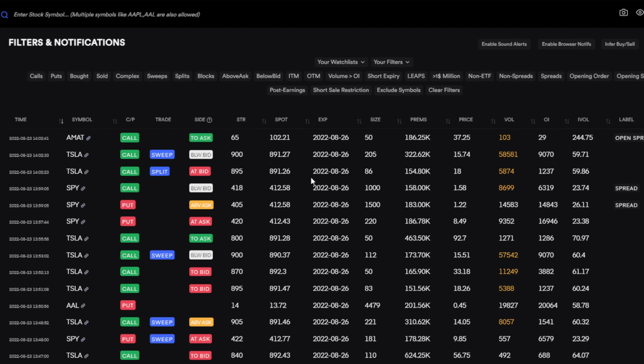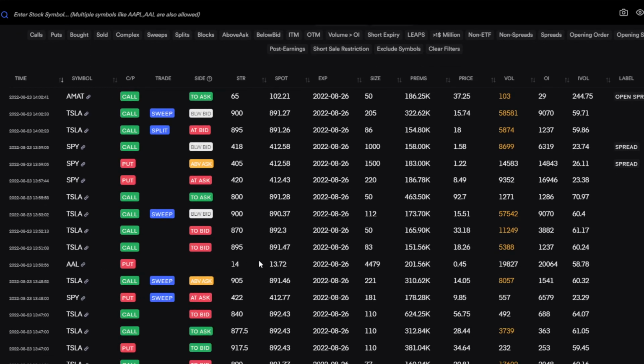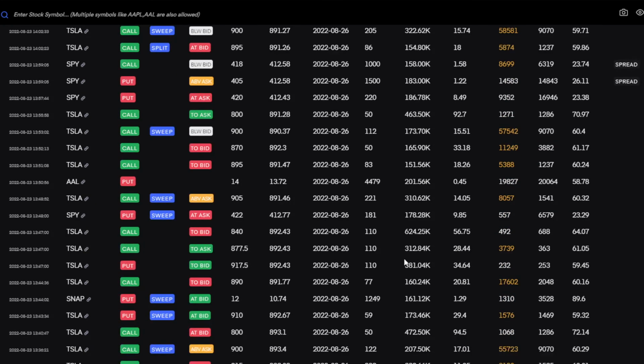$186 worth of premium. More $900 calls coming in, $300 worth of premium here. This is a sweep below the bid. However, 900 strike price. We do have SPY calls rolling in here at 418, $150,000 worth of premium expiring this Friday. American Airlines puts, $14 strike price. Current spot price is $13.72. That's $200,000 worth of premium here on American Airlines. What do they know about the airlines that I do not? Sometimes I kind of think about that, right?